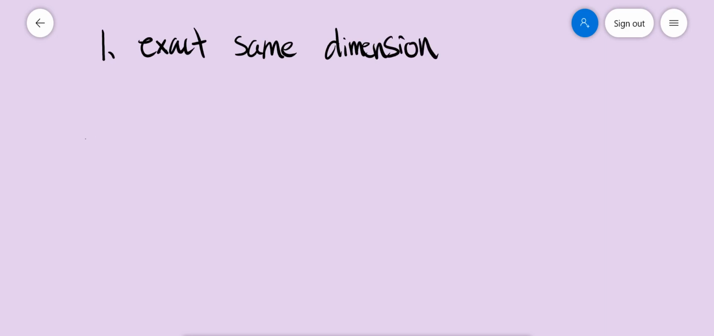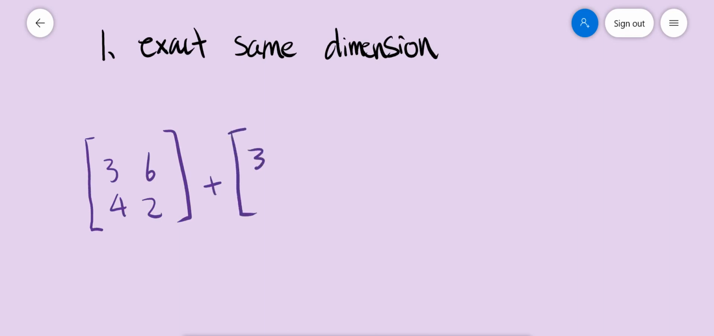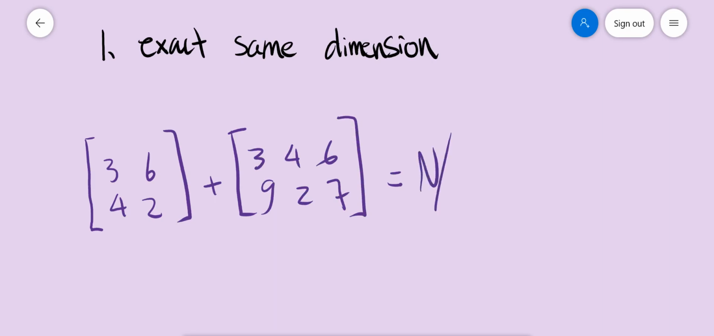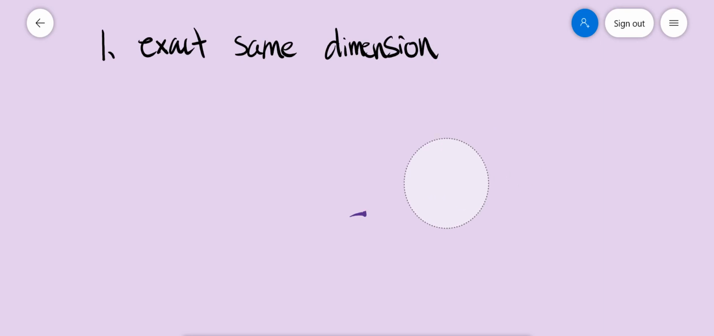For example, if you have a matrix like this, let's just write some random numbers. Plus, let's say, if you do this, there is no answer. So this answer is NA, not available. Because you cannot add matrices with different dimensions. But what you can do is matrices with the same dimension, exactly the same dimension, like this one.